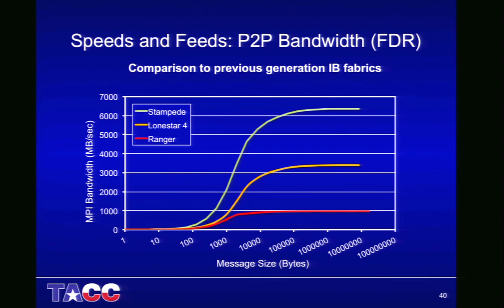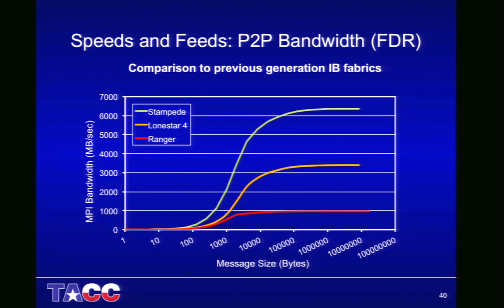This is a plot similar to what DK showed this morning, just to put into perspective some of where we've come on the InfiniBand side of things. This is point-to-point measured at the MPI layer, using MVAPICH2, and it compares to some of our previous systems. Lonestar was QDR. Ranger, which I mentioned just went out of production, was an SDR system. We're topping out at over 6 gigabytes per second, which is, of course, the FDR link speed.